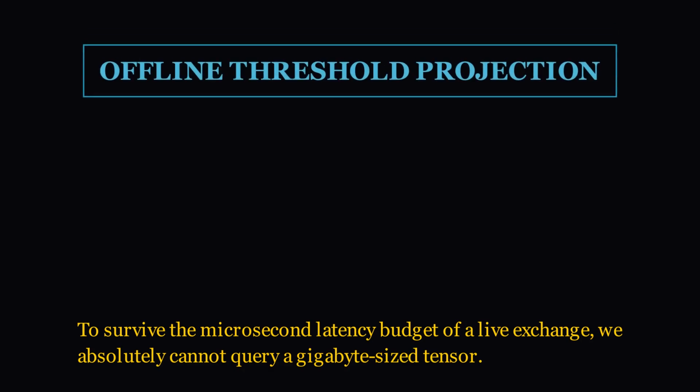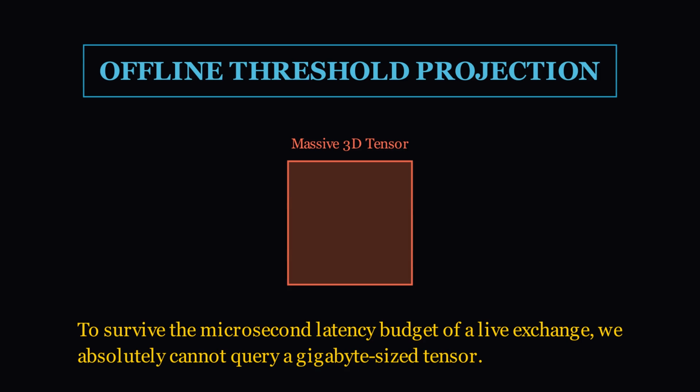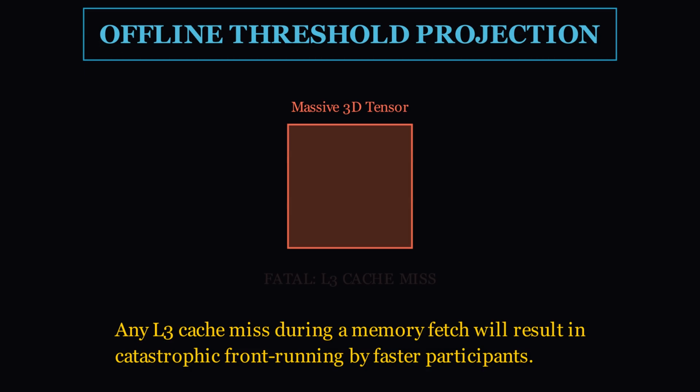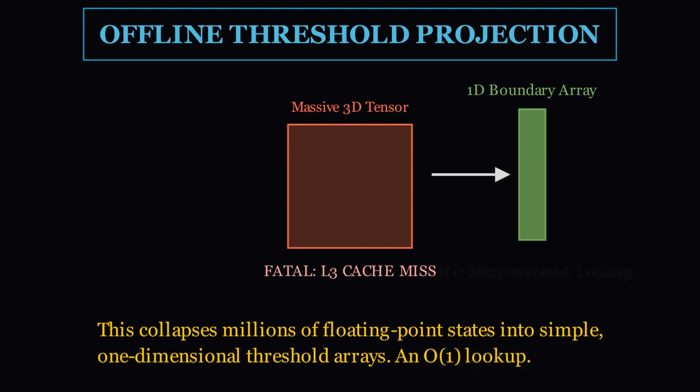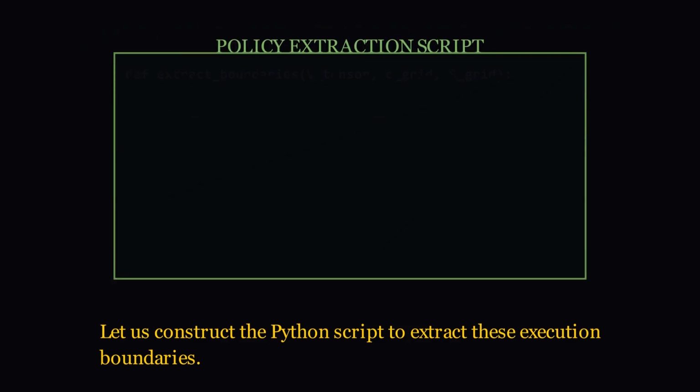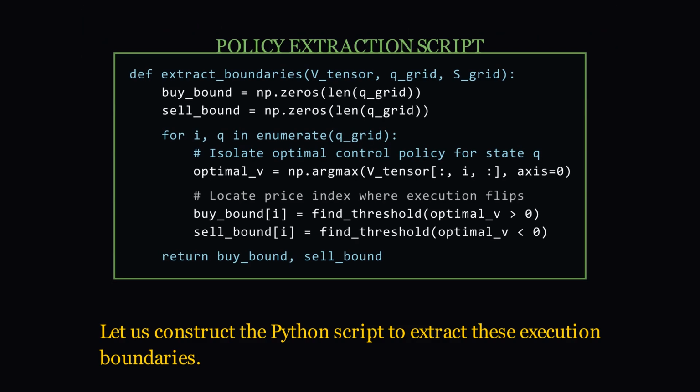To survive the microsecond latency budget of a live exchange, we absolutely cannot query a gigabyte-sized tensor. Any L3 cache miss during a memory fetch will result in catastrophic front-running by faster participants. Therefore, we must mathematically project the 3D optimal policy tensor offline into a strict, flat execution map. This collapses millions of floating-point states into simple, one-dimensional threshold arrays. An O(1) lookup. Let us construct the Python script to extract these execution boundaries.